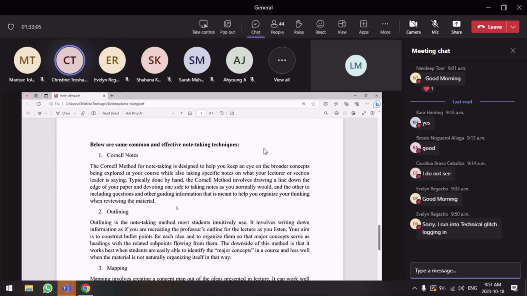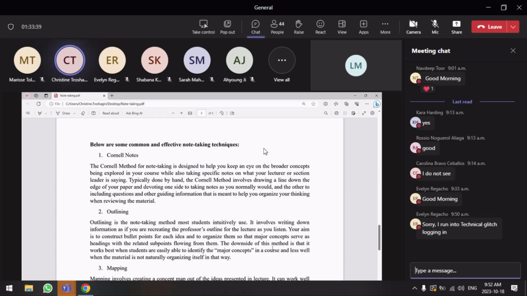The Cornell method involves drawing a line down the edge of your paper and devoting one side to taking notes as you normally would, and the other to including questions and other guiding information that is meant to help you organize your thinking when reviewing the material. So this is applicable whenever you're studying from the book, let's say, all right, you are going to assign the edge of that book in order for you to put down notes.